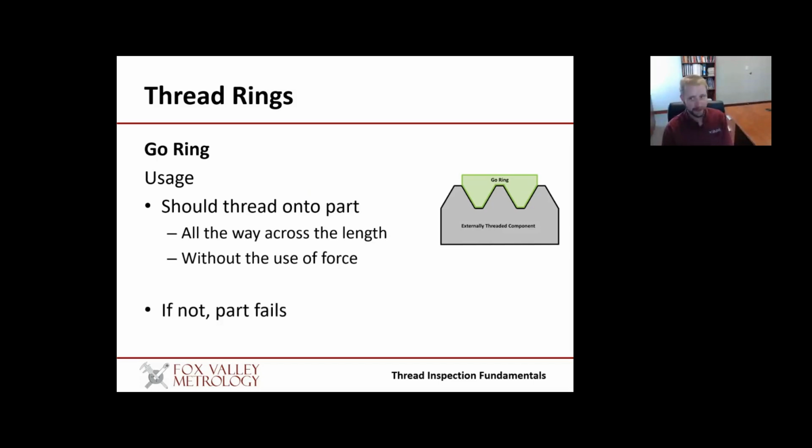Same conversation applies here as it did on the thread plug side of things. If you're using a ton of force to make that item go on, it's not doing anyone favors. All it's doing is wearing down your gauging, and also it's causing you to pass items that probably should not be.